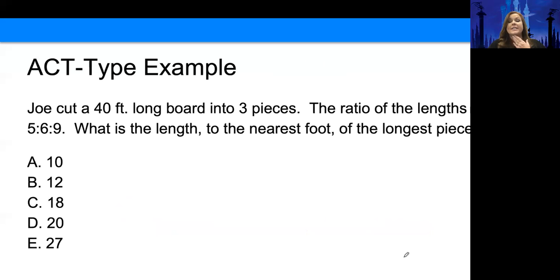Now, here's our ACT example. If you want, pause the video, take a moment, see if you can figure it out on your own, then unpause, and we'll go over the answer. So, Joe has a 40-foot long board, and he wants to cut it into 3 pieces. The ratio of the lengths of the 3 pieces is 5 to 6 to 9. So, what is the length, to the nearest foot, of the longest piece?